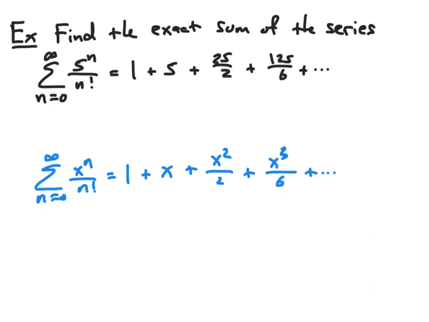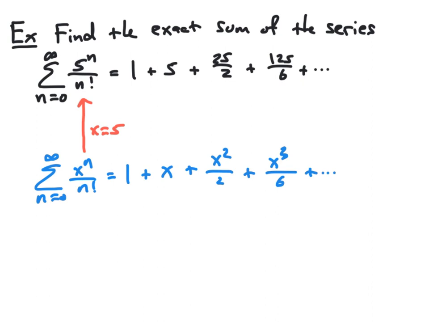At this point, we should see a connection between the given series and the Maclaurin series for e to the x. In particular, what we're doing is simply evaluating the Maclaurin series at x equal to 5 to obtain the desired series in this example. And so here, if we take our Maclaurin series evaluated at x equal to 5, in each term, we obtain the desired series that we're being asked to consider in this example.